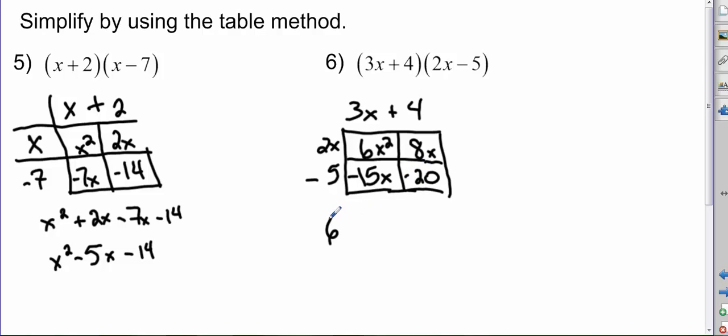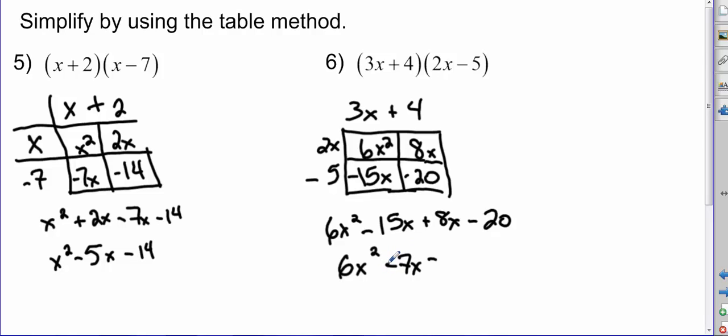Now we can go ahead and write out our terms here. And I bet we're going to tell you that we're not done. We have to do one more step, which is combine like terms. And you're right, that's what we're going to say. So we end up with a 6x squared. Negative 15x plus 8x gives us a negative 7x minus 20. And there you have it.